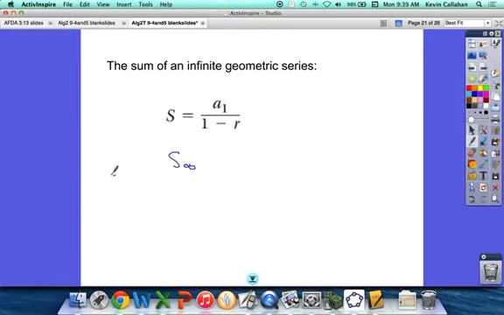Now that doesn't always work, okay? There's a condition for which we can use this, and the condition is that the absolute value of r is less than 1. Meaning the terms have to be getting smaller. You can't be adding terms that keep getting bigger with each term, or else you would not converge to a sum. But as long as these terms are getting smaller, then it will converge to a sum. So terms are getting smaller, even if they're flipping sign.